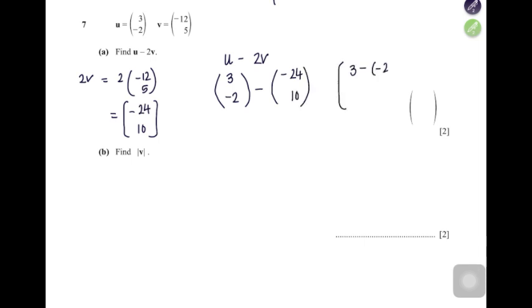Minus negative 24, and then minus 2 minus 10. Minus becomes plus, so this is 27. Minus 2 minus 10: subtract, add, and keep the sign as negative 12. You need to learn the rules of adding and subtracting. They're both negative, so they're going to become even more negative, 12.